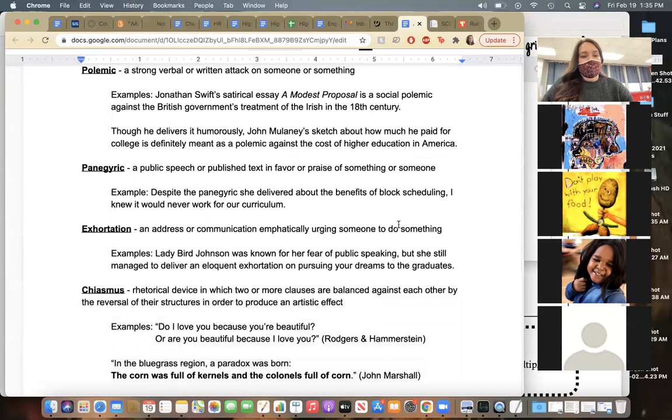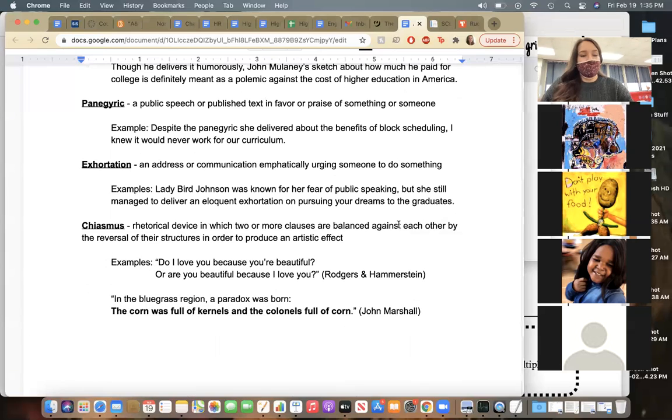The next one is also a fun word in my opinion, panegyric. And that's a public speech or published text in favor or praise of something or someone. So an example I have here is, despite the panegyric this person delivered about the benefits of block scheduling, I knew it would never work for our curriculum. So clearly someone has really praised the block scheduling thing.